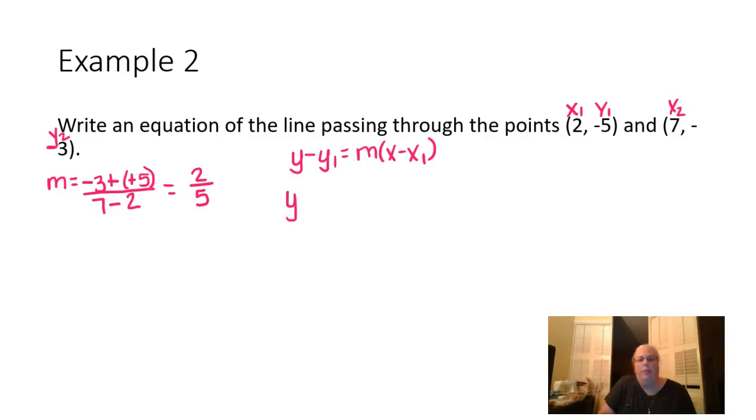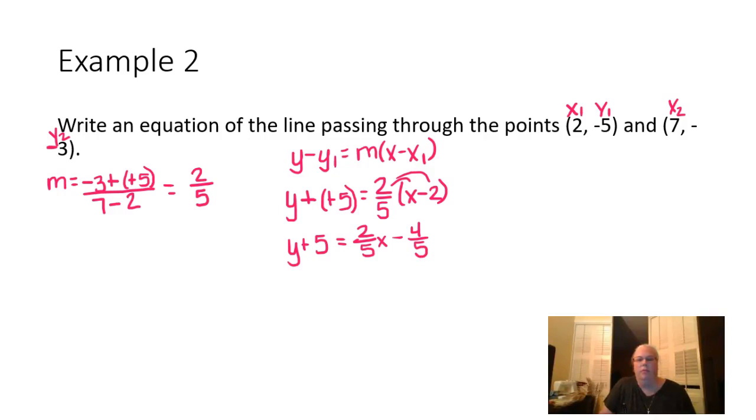So we'll have y minus -5 equals the slope we just found, 2/5, times x minus 2. Over here, two negatives make a positive. We have y plus 5 equals, and we can go ahead and distribute that 2/5 into the parentheses. We have 2/5 times x minus 4/5. To get y by itself, we're going to need to subtract 5 over here.